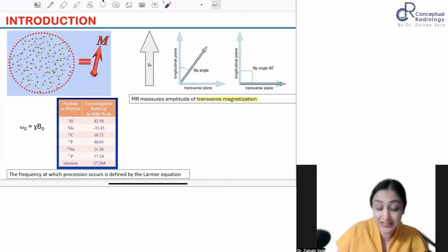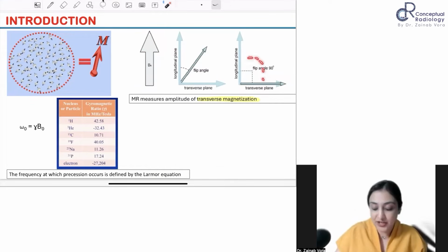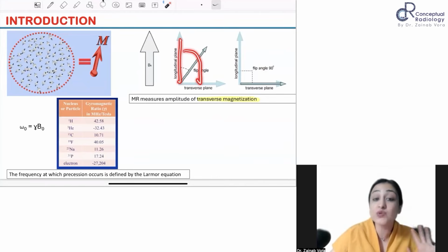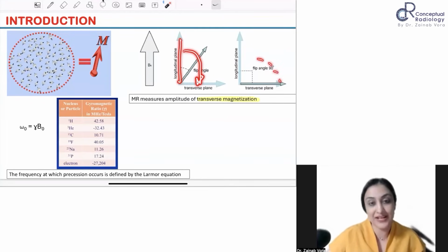which is for decay, and it's going to go back to its longitudinal plane, right? So that is what is called free induction decay. It will go back to its natural state, which is along the longitudinal field. So we converted the longitudinal magnetization to the transverse plane using an RF pulse, and then it is going back to its natural state.